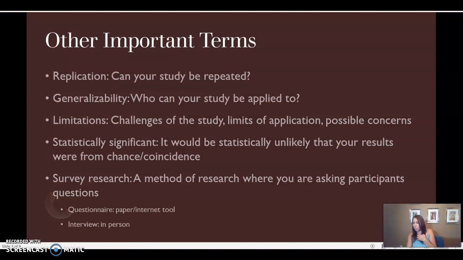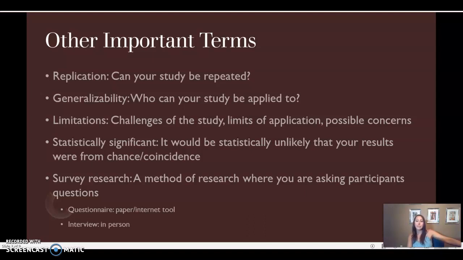Were my results a fluke? Were their results a fluke? If other people do the study the exact same way that I did it with different people, can they get similar findings? And that's replication or replicability. Generalizability plays a big part in that.